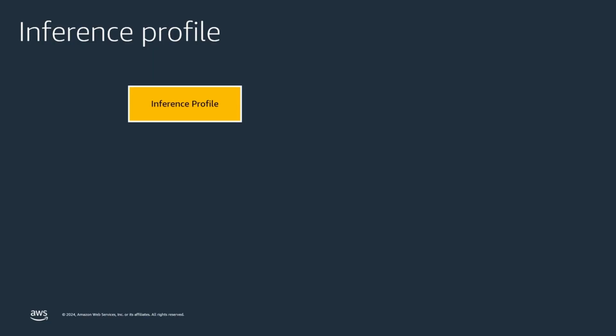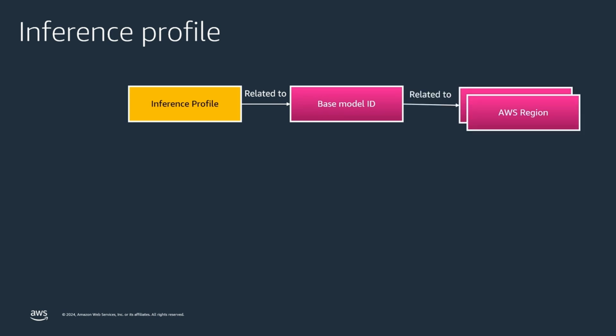So we've been talking about inference profiles a lot. Let's break down what an inference profile actually is. An inference profile can be thought of as a construct that can be called via API. This construct is related to a base model ID, and you can think of this base model ID as the underlying foundation model that will be called via Amazon Bedrock. This inference profile and base model ID are also related to an AWS region, which is the region said foundation model will be called from.